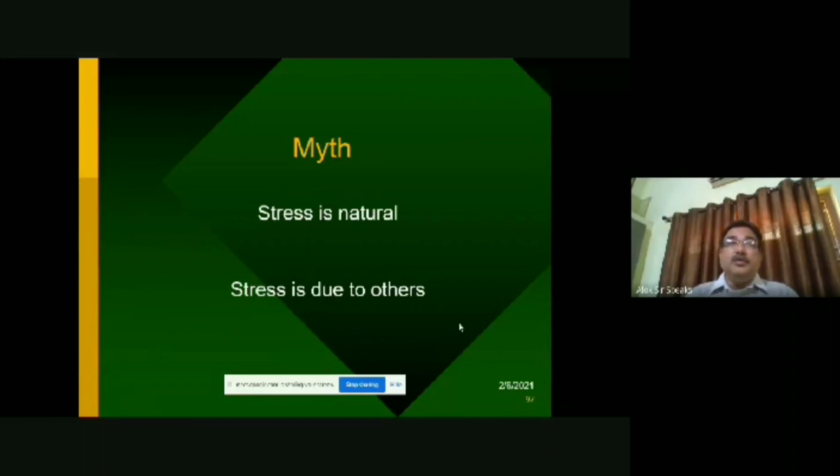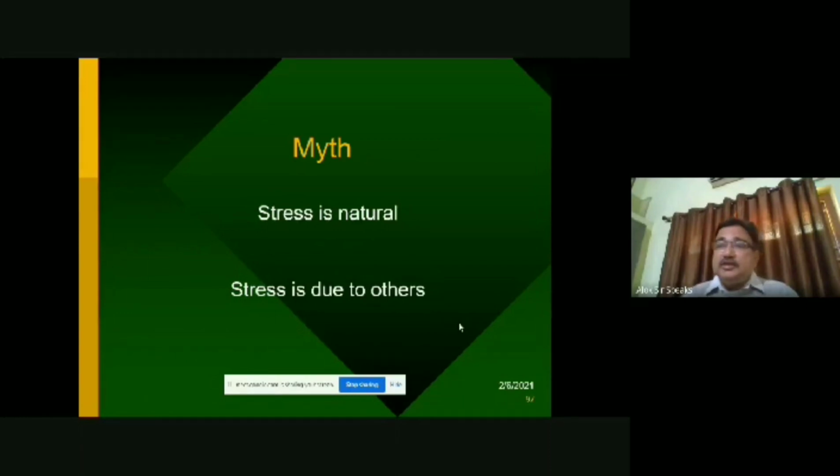And another myth is that stress is due to others. Whenever we are suffering from stress, we always point our fingers towards a situation, or a person, or an incident, an event, or a word or sentence which is causing stress for us. That can be a trigger for you being stressed, but that is not the cause of stress.